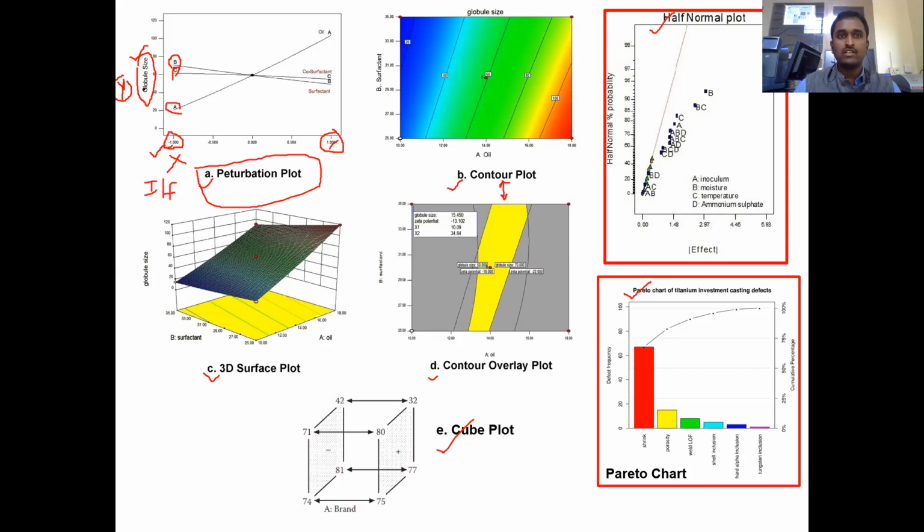Actually, this graph is for a nanoemulsion. They take an oil, surfactant, and co-surfactant, and they are preparing a nanoemulsion. Now we want to know, when we are increasing the concentration of oil, surfactant, and co-surfactant from the minus to the plus level, what happens to the globule size? The size of the globule the nanoemulsion is forming is either decreasing or increasing. If you increase the oil concentration from minus to plus level, obviously the globule size is increasing.